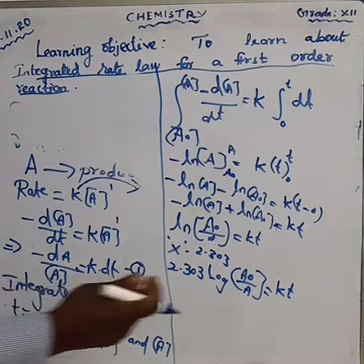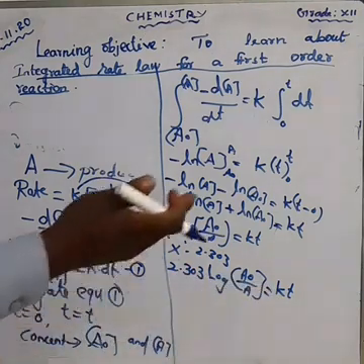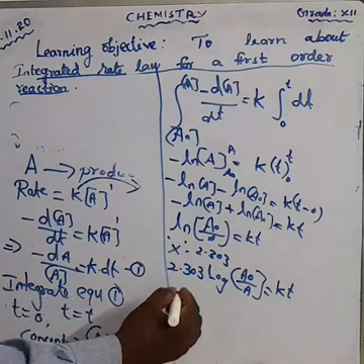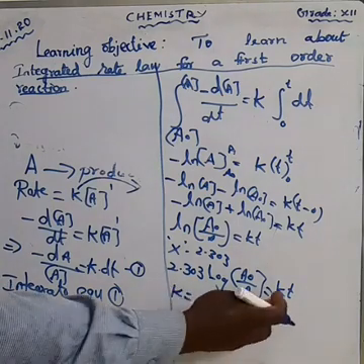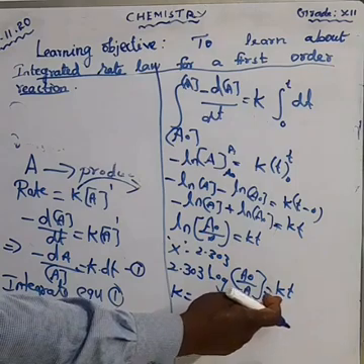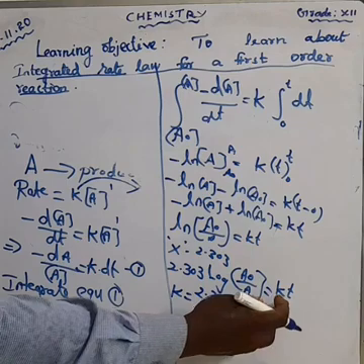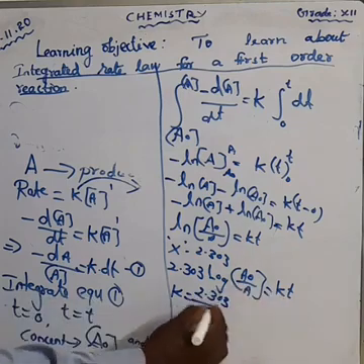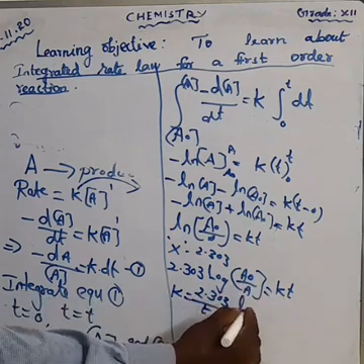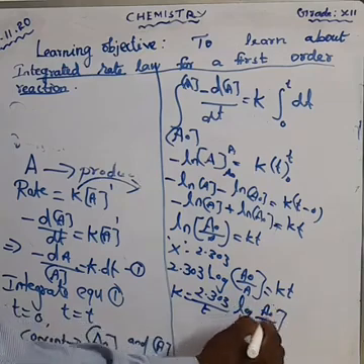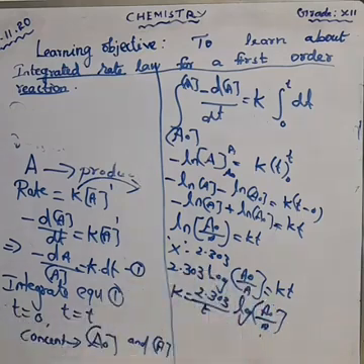Now we have to rearrange the above equation. K is equal to 2.303 by T times log A naught by A. This is the equation.